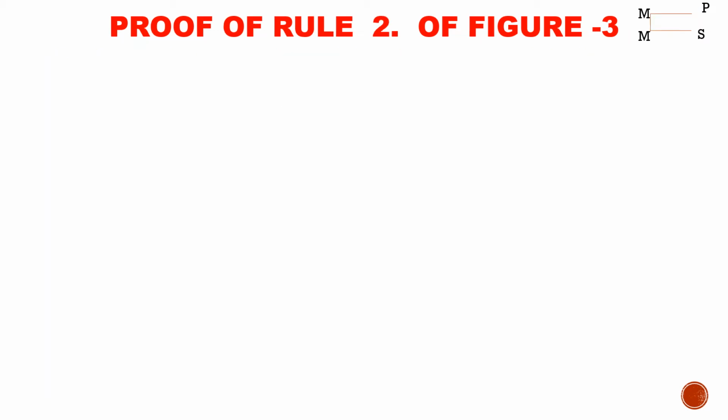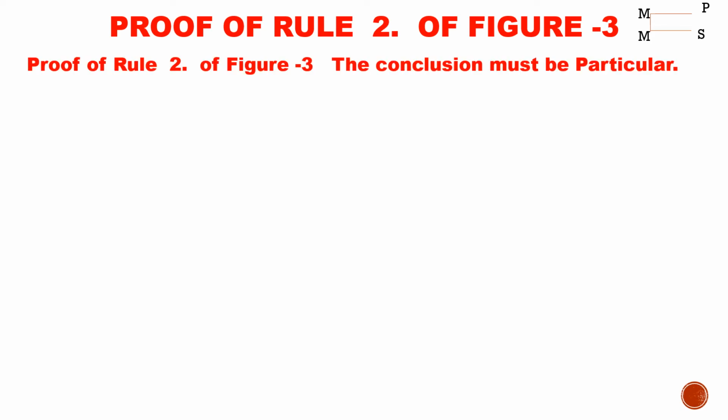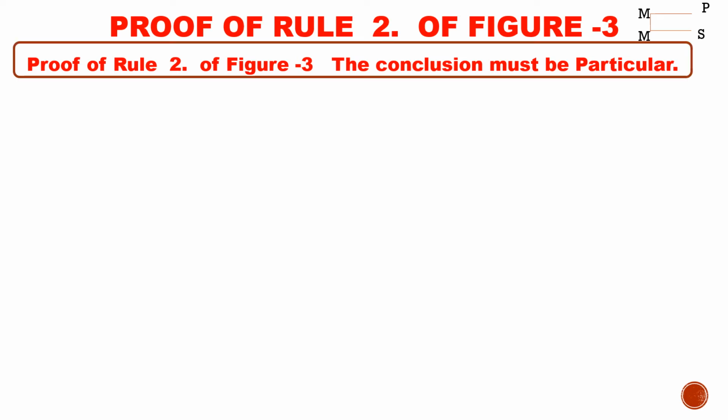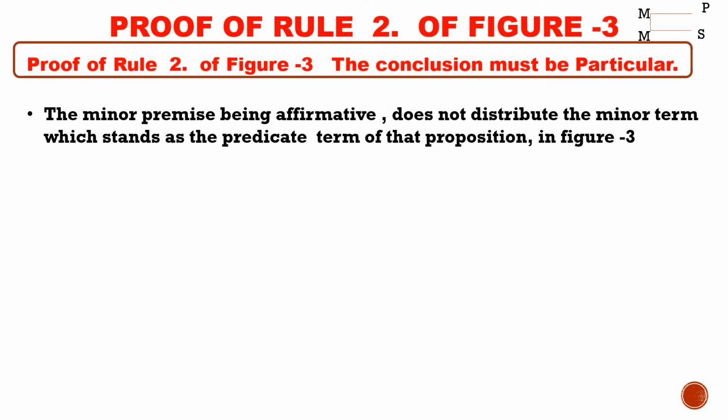Now let us prove rule 2 of figure 3. What is rule 2 of figure 3? That the conclusion must be particular. But we have studied already rule 1 of figure 3, which says that the minor premise must be affirmative. This is proved.